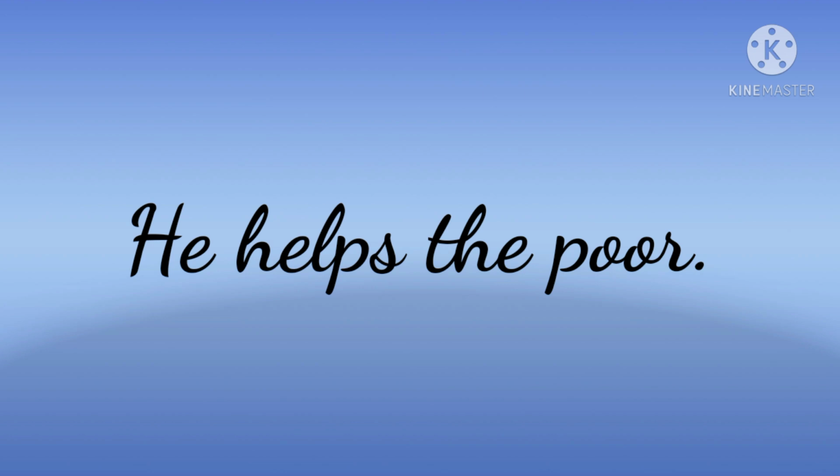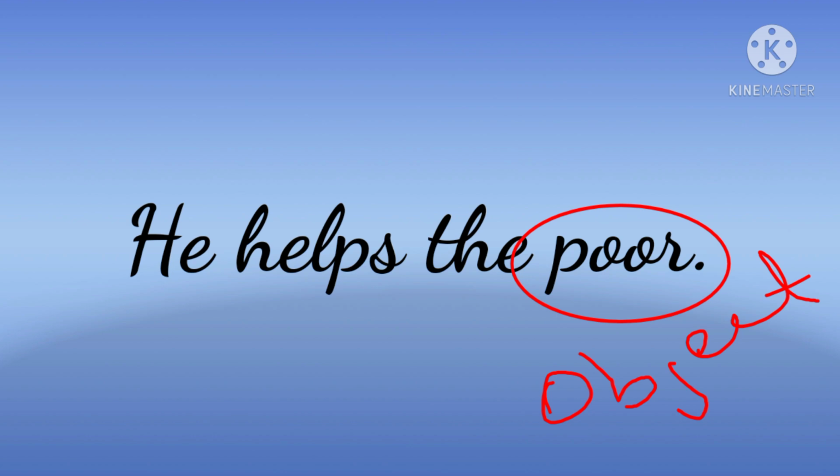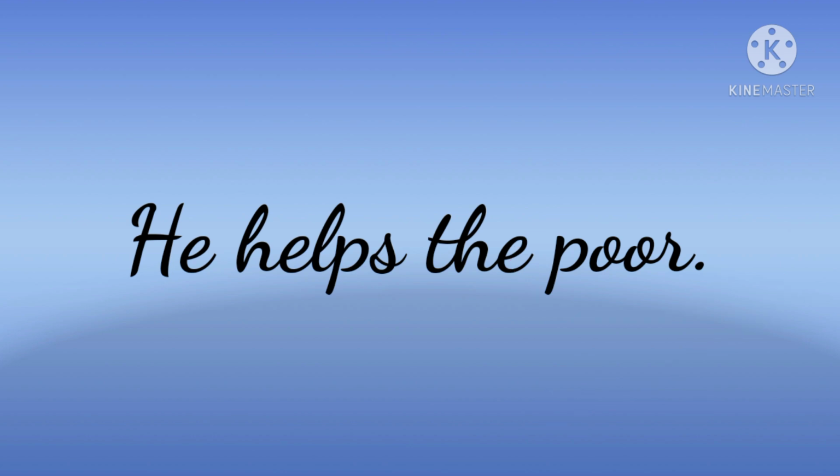Next one, he helps the poor. Children, here which is the object? How to find out the object from the sentence? Yes, here first we want to identify the verb from the sentence. Here the verb is helps. Then using the verb with the word what or whom, we frame a question. Then we get an answer. That answer is the poor. So the poor is the object of the verb helps. Okay.